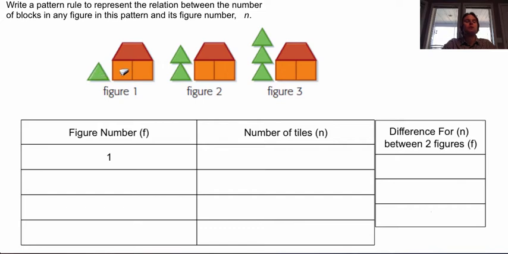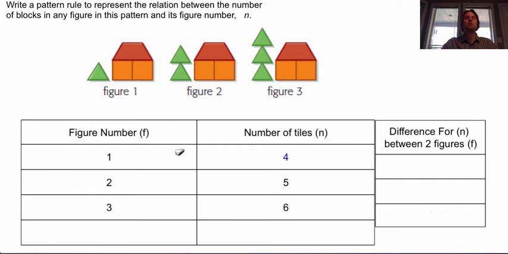So we have 1, 2, 3, 4. 4 tiles in figure 1. The second one, figure 2, we want to know how many tiles are in figure 2. I have 1, 2, 3, 4, 5 tiles in figure 2. Next we're going to look at figure 3 and how many tiles we have in figure 3. 1, 2, 3, 4, 5, 6 tiles in figure 3.